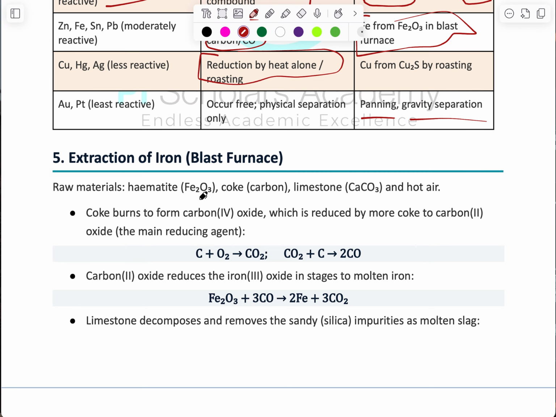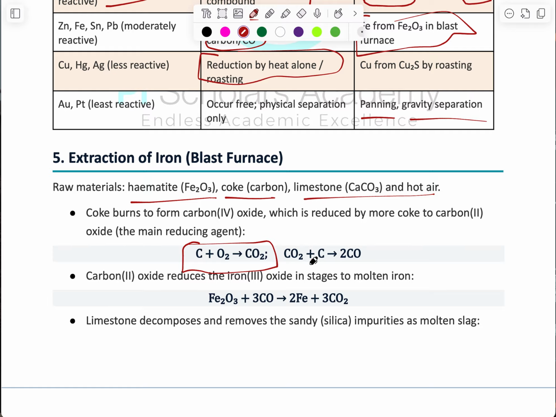Here is an example: extraction of iron in the blast furnace. Let's go through the process. These are the things we need: the ore itself, hematite, and then we need coke, limestone, and hot air. Coke will burn to form carbon dioxide. So you have combustion of coke to form carbon dioxide, and then you introduce excess coke, which reduces it to carbon monoxide.